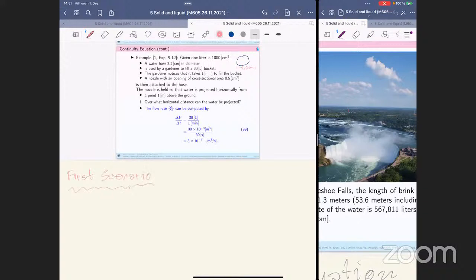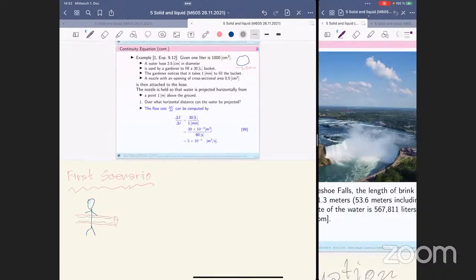Okay, first scenario, water hose. A gardener, right? This guy is the gardener, and he carries the water flow like that. The water just gets into this pipe, this hose, flexible or made of silicone or something like that.